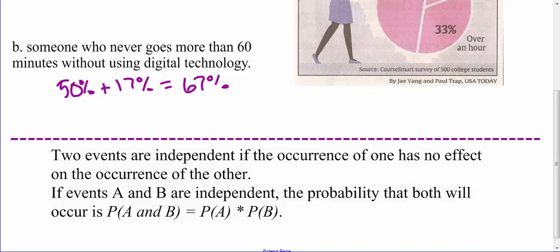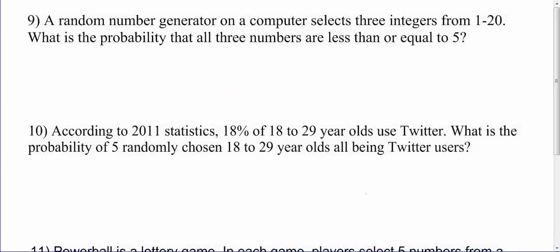All right, 2 events are independent if the occurrence of one has no effect on the occurrence of the other. And if that is the case, the probability of both events occurring would be the probability of A times the probability of B. We multiply the 2 probabilities.